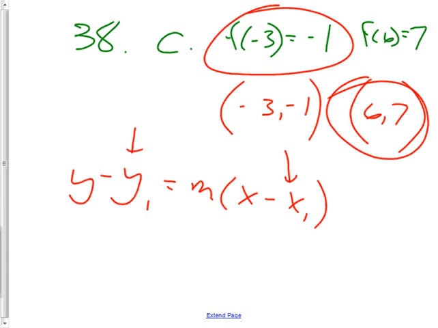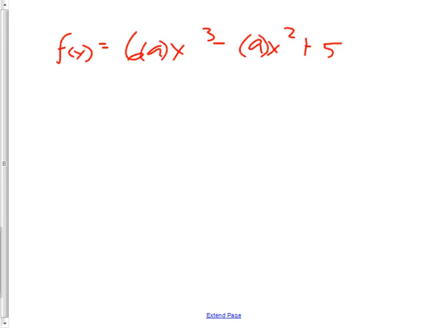40B. Yes. Would you read me number 40B? 6ax cubed minus. All right, and what do we want to know about this thing? So basically, find the end behavior on this thing means if this is a positive number right here and here, in other words, we're not messing with that. It's really just going to be like this.